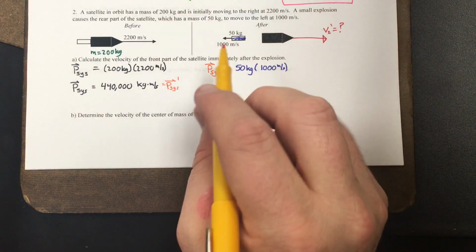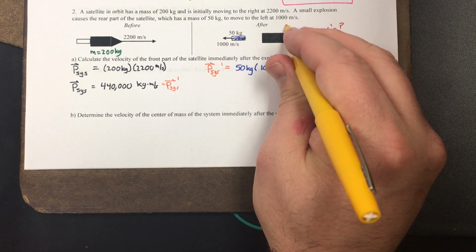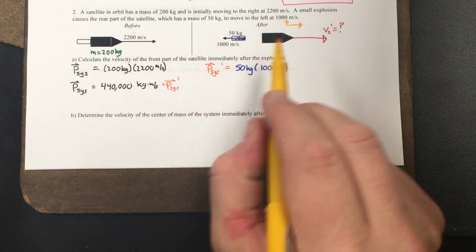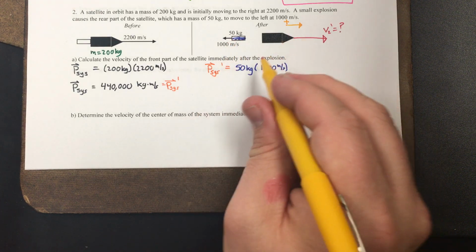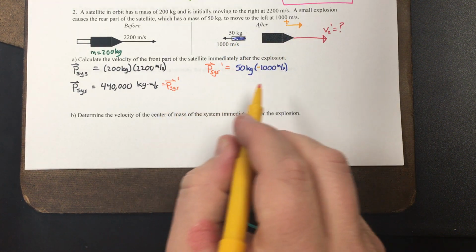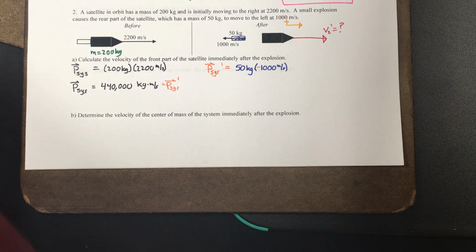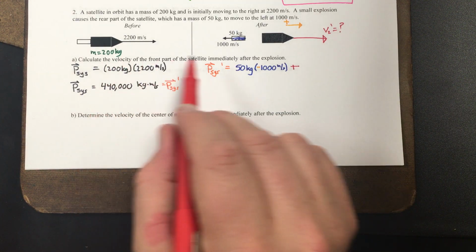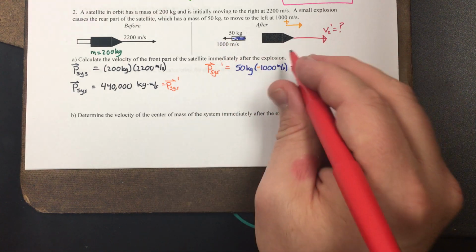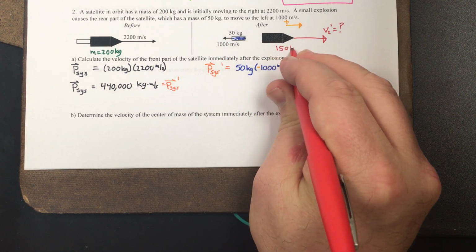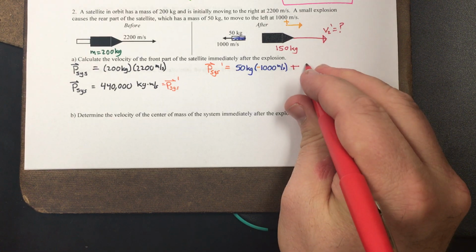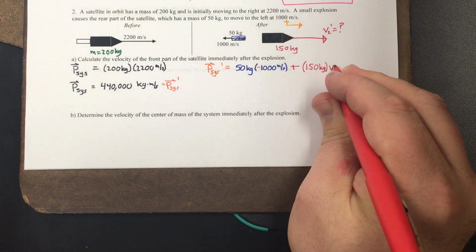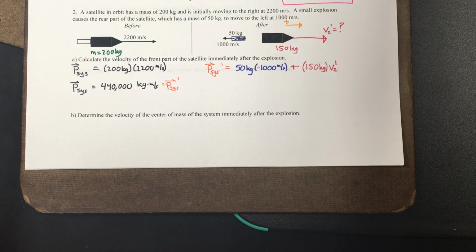But we should probably consider the fact that it's moving to the left. I still like making right positive here because all this stuff is moving to the right. All this was moving to the right. So if something's moving to the left in this system, I need to remember to make it negative. So I'm going to say negative 1,000 meters per second. And then plus, well, if all of this has a mass of 200 kilograms and this has a mass of only 50 kilograms, the rest of this must have a mass of 150 kilograms. So 150 kilograms, and then it's all moving at velocity v2 prime.